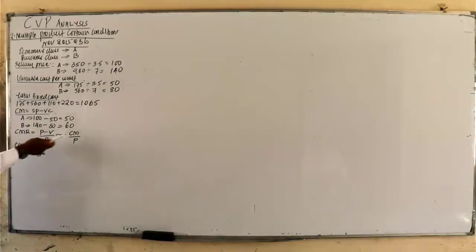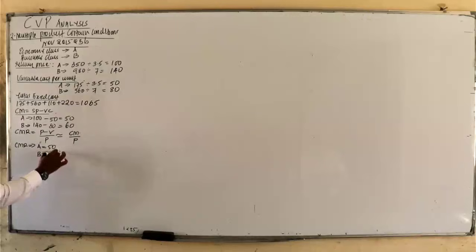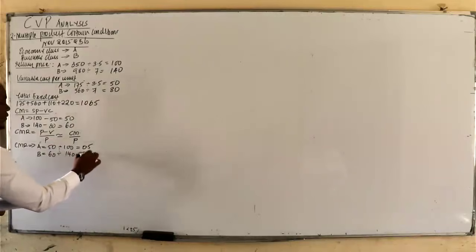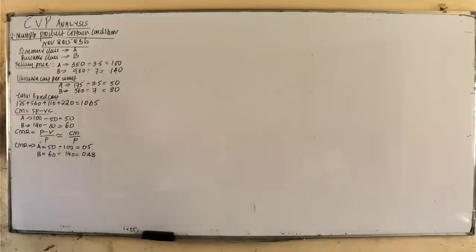For A, you take the contribution margin over the selling price. This is 100, this is 140. This one will get 0.5. And 0.4. But if we have more than one product, the concept of the weighted average will be applicable. The concept of weighted average.